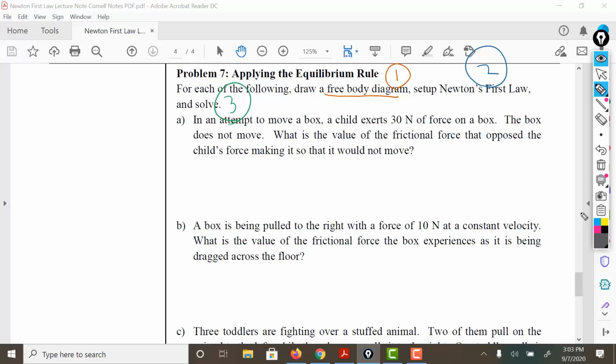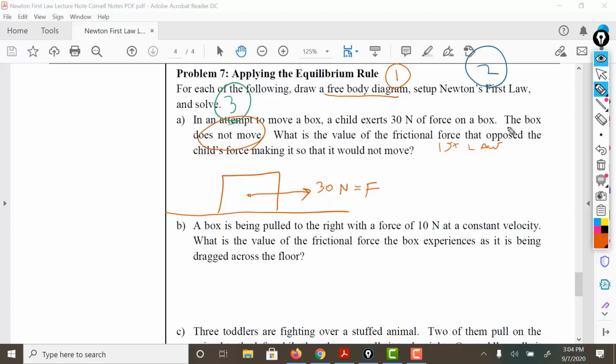So let's go ahead and draw this. So here's the floor. Here's the box. Draw the belly button. Okay. 30 newtons of force on a box. So let's say, here's 30 newtons of force. The box does not move. Okay, if it does not move, that means it's equal to 0. Okay, this is Newton's first law.